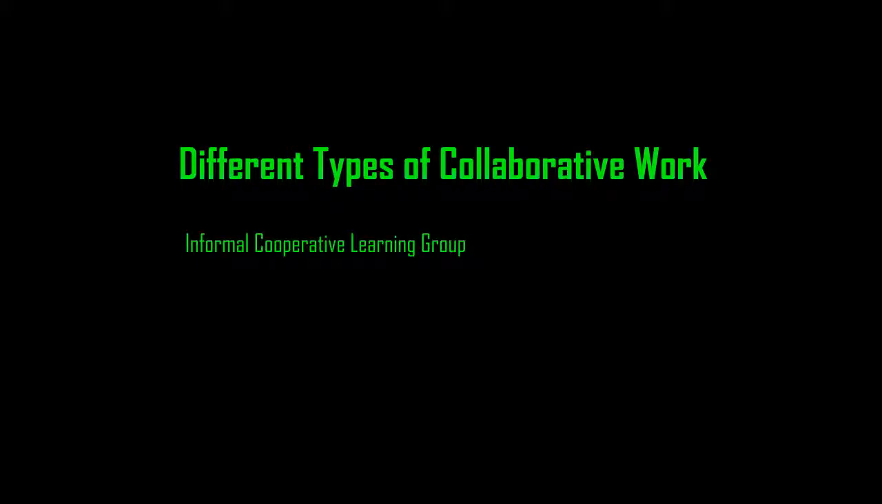There are different types of collaborative work, and these are informal cooperative learning group, formal cooperative learning group, and cooperative-based group. Let us first elaborate more on informal cooperative learning group. Informal cooperative learning group is an ad hoc group that may be organized on the fly as an aid in direct teaching. These are particularly useful in breaking up a lecture into shorter segments interspersed with group activity. Let us discuss first the different forms of informal cooperative learning group.